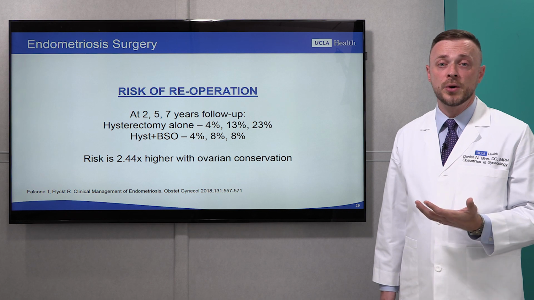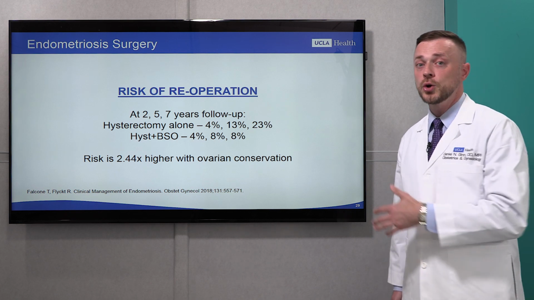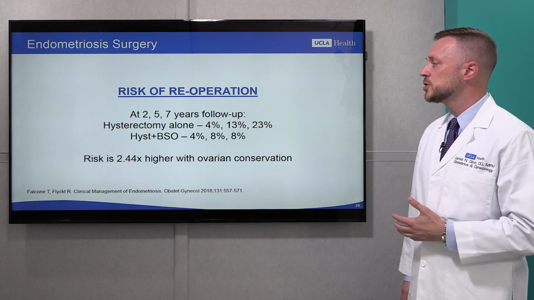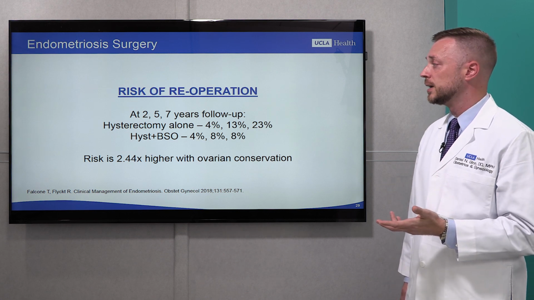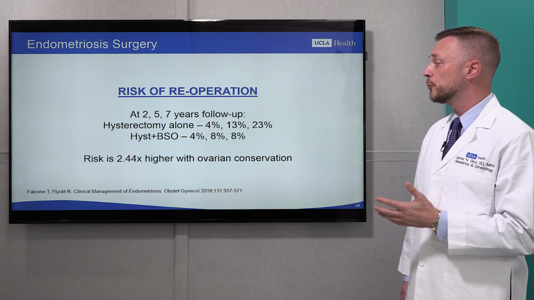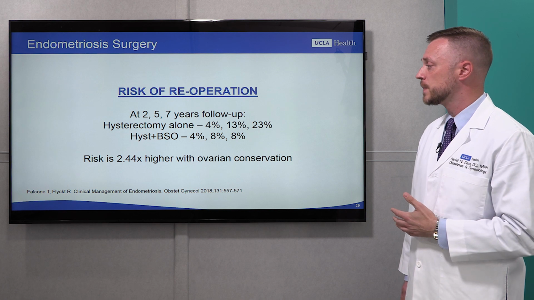Ultimately, the thing we want to know is what's the rate of reoperation, because that might give us an indication of how good of control a patient experienced. There's a study that looked at this question, and what they saw was that at 2, 5, and 7 years postoperatively, patients who had hysterectomy only experienced reoperation at 4, 13, and 23% at those year intervals, respectively.